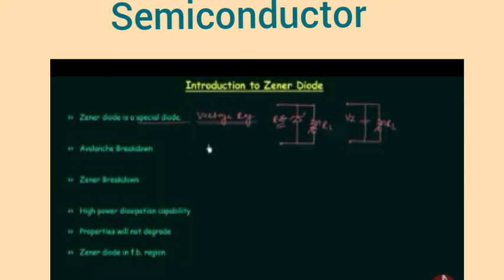Before moving to the equivalent circuit of the Zener diode, I will explain two types of breakdown. The first one is avalanche breakdown. The second one is Zener breakdown. Apply a high reverse bias across the diode. The electrons gain high kinetic energy and break the covalent bond, and they free more electrons due to the collision, and we have a chain reaction. Because of this, a large current is produced.